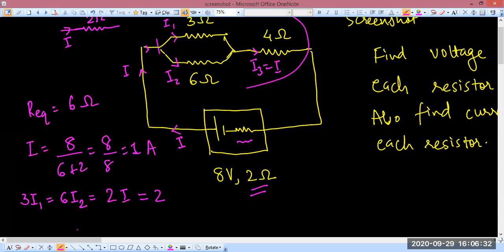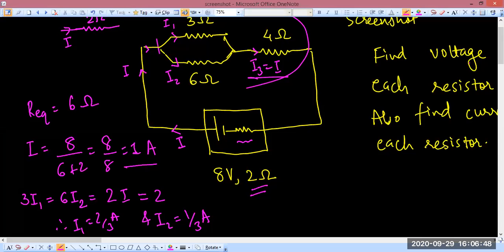So 2 into I means 2. So that's why I1 is equal to 2 by 3 and I2 is equal to 1 by 3 ampere. These two current answers have come. I3 has already come. And voltage is now very easy.